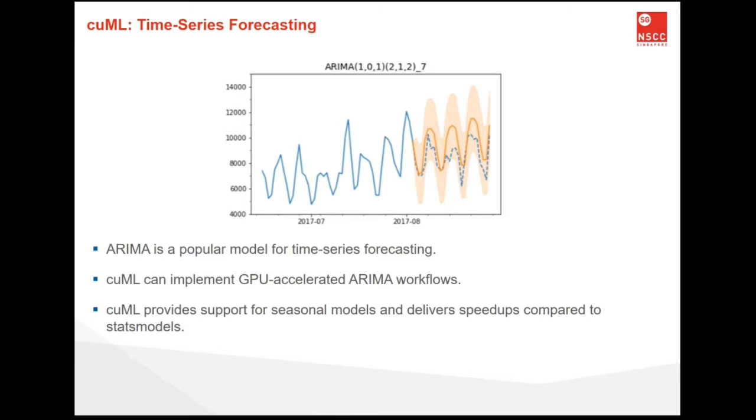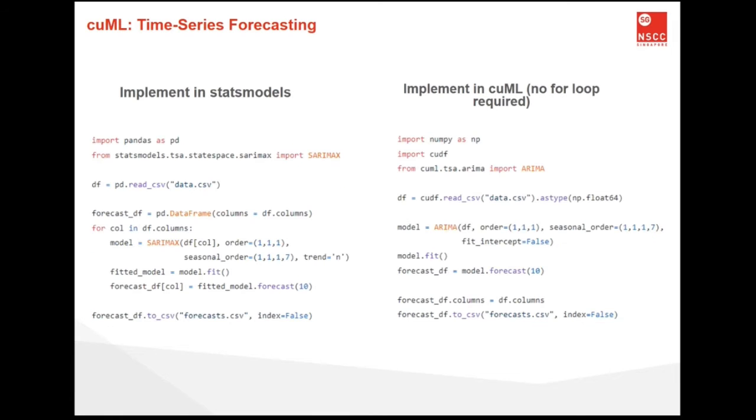Nowadays, we can accelerate these workflows with the GPU-accelerated ARIMA implementation available in RAPIDS cuML libraries. While some of the work is still in progress, it provides support for seasonal models and already delivers speedups in comparison with statsmodels, which is a popular solution for Python users. In this demonstration, we will quickly walk you through using cuML to compute time series forecasting. The ARIMA model is almost a drop-in replacement for statsmodels' SARIMAX.